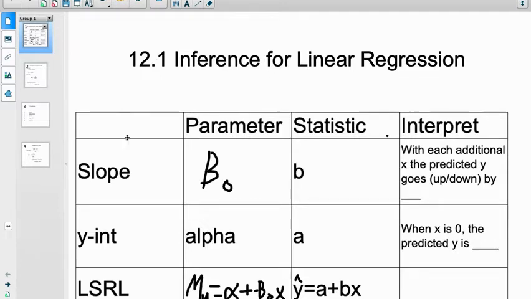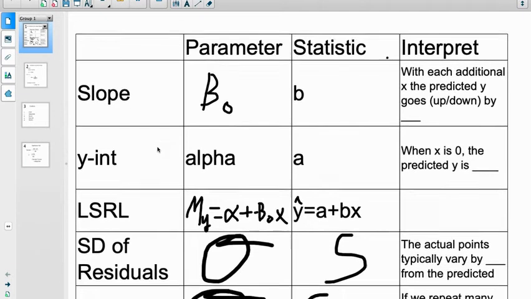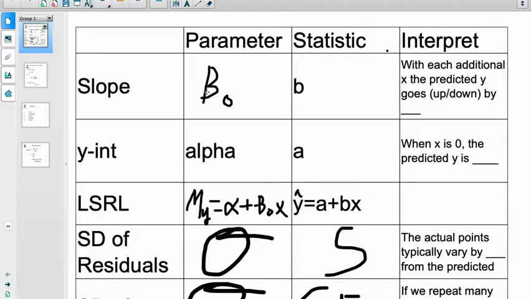So if you remember way back when, this table kind of sums things up. We had a slope, a y-intercept, and a least squares regression line when we did all this. Population, statistic. And here's the interpretation for slope if you don't remember that. So with each additional x, predicted y goes up or down by whatever your slope is. And the y-intercept interpretation is when x is 0, the predicted y is whatever that y-intercept is.